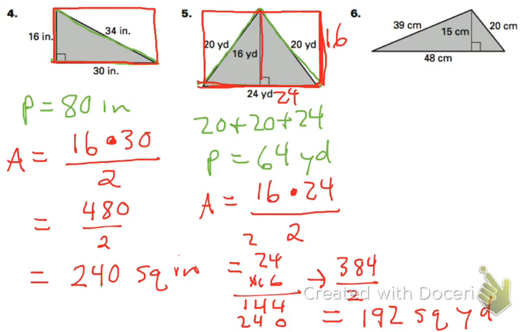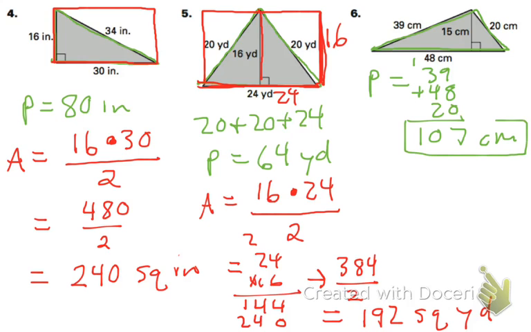Alright, and then number 6, the perimeter is going to be 39 plus 20 plus 48. So the perimeter is going to be, let's see, 39 plus 48 plus 20. So that's going to be 17, carry the 1, and 10. So 107 centimeters for the perimeter.